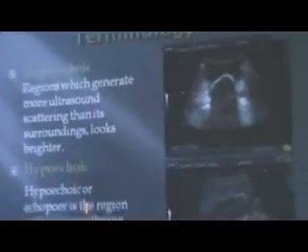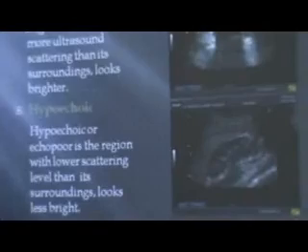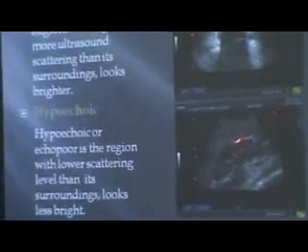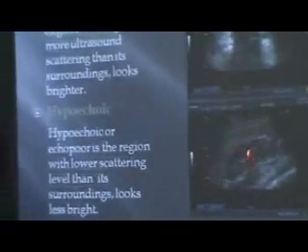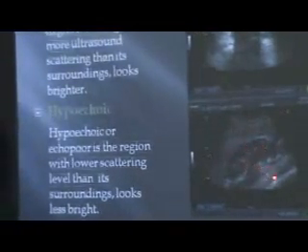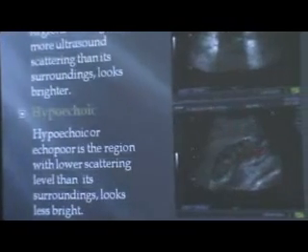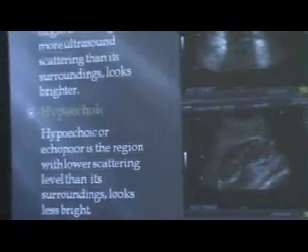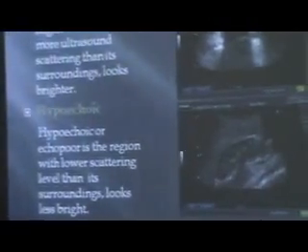Whereas hypoechoic means that it is less bright than the adjacent tissue, as here is the liver and the right kidney. The liver is brighter than the right kidney. The right kidney is hypoechoic, or less bright than the liver. So echogenicity means brightness, hyperechogenicity means it is more bright, and hypo means that it is less bright.